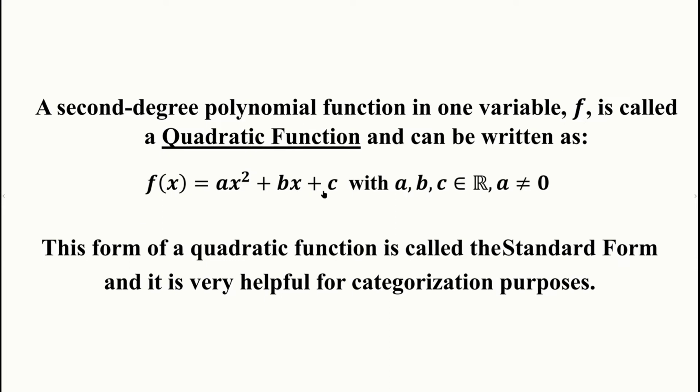This form of a quadratic function is called the standard form, and it's very helpful for categorization purposes. It's not the most useful form. Just like, for example, when we were studying lines, we had ax plus by equals c as the standard linear form, and it was good for categorization purposes, but not necessarily the most useful form. That was the slope-intercept form, which immediately told us a lot of useful information about a line.